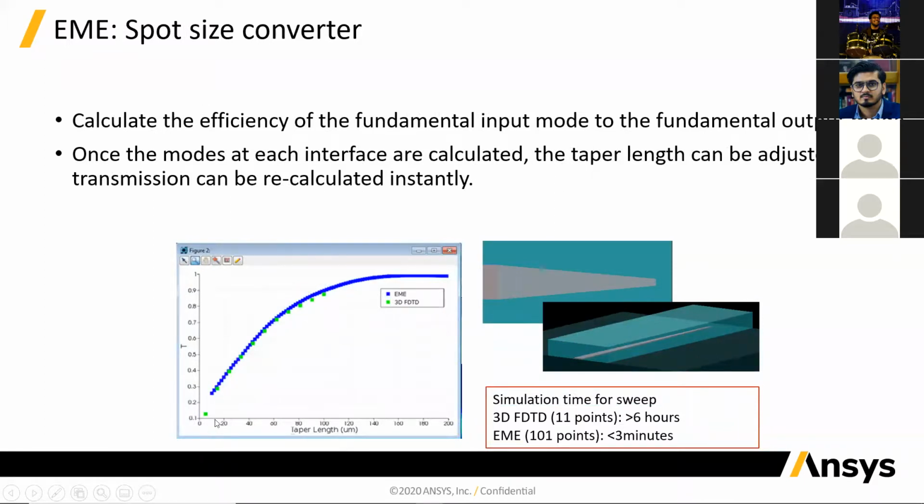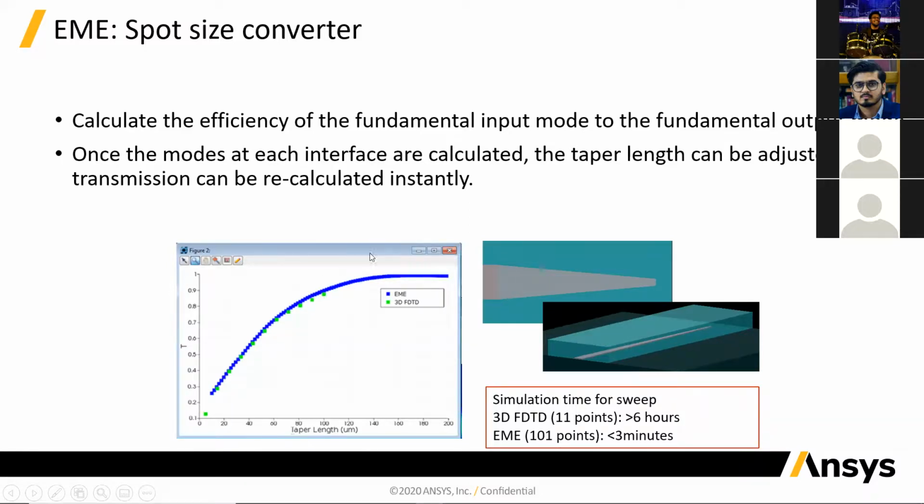And so as you sweep the taper length without doing any further simulation, you can see that as you make the taper longer and longer, the transmission goes up. And then for this particular design, you can see beyond 150 micron, the transmission is almost 1. So that kind of tells you where the sweet spot is. Maybe you want a transmission of 0.9, so you know that maybe a 100 micron long taper is enough.